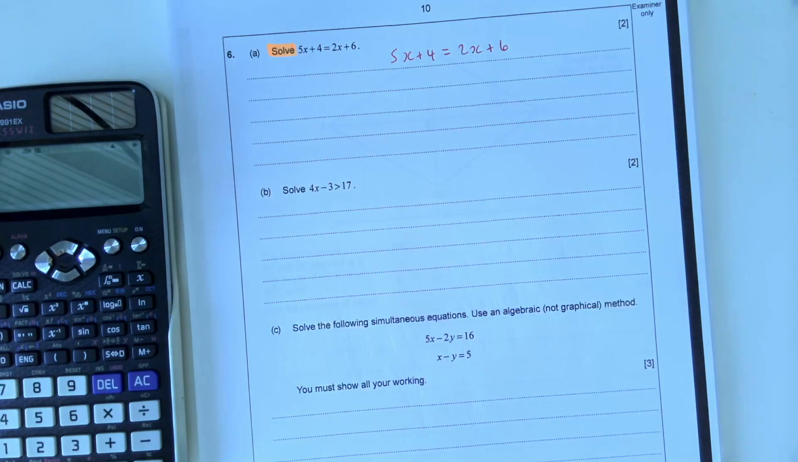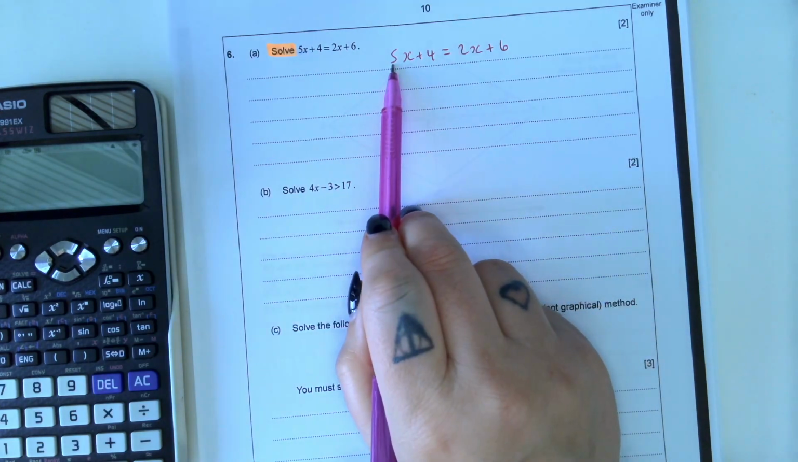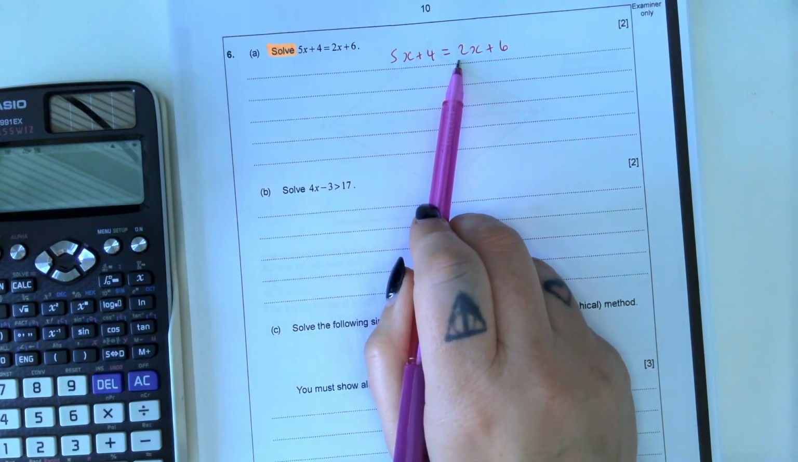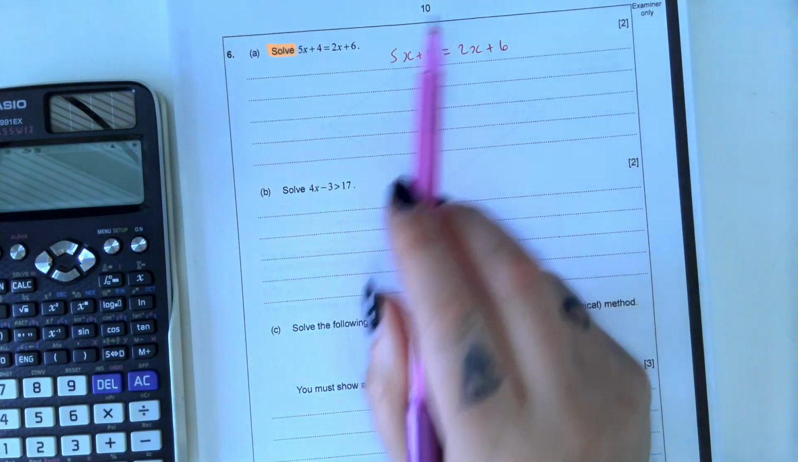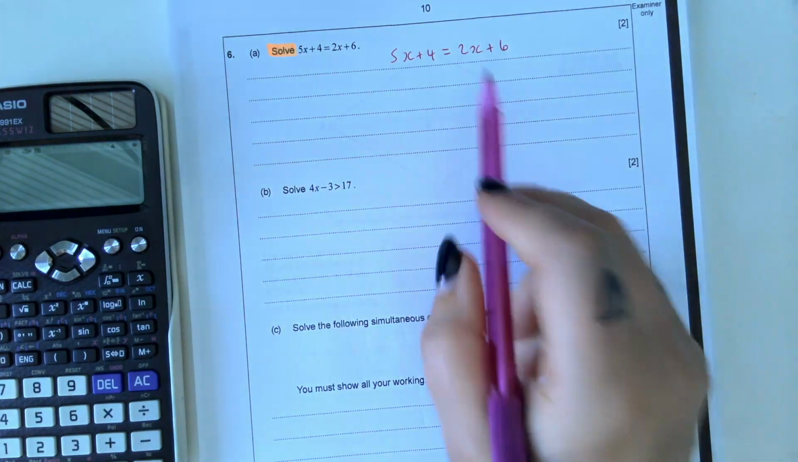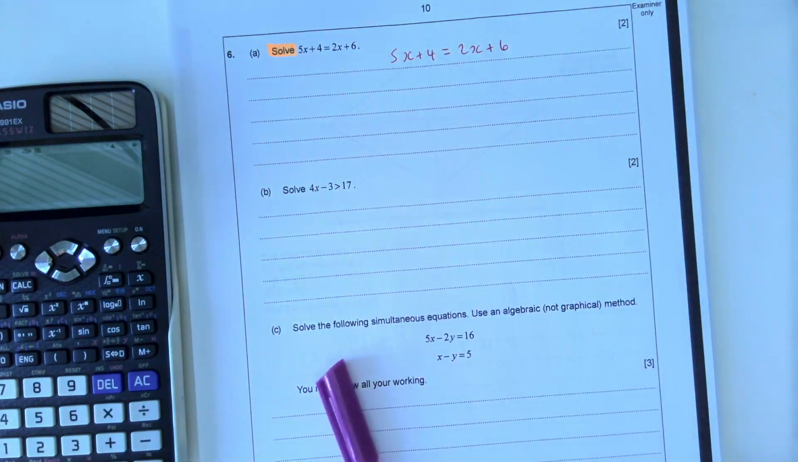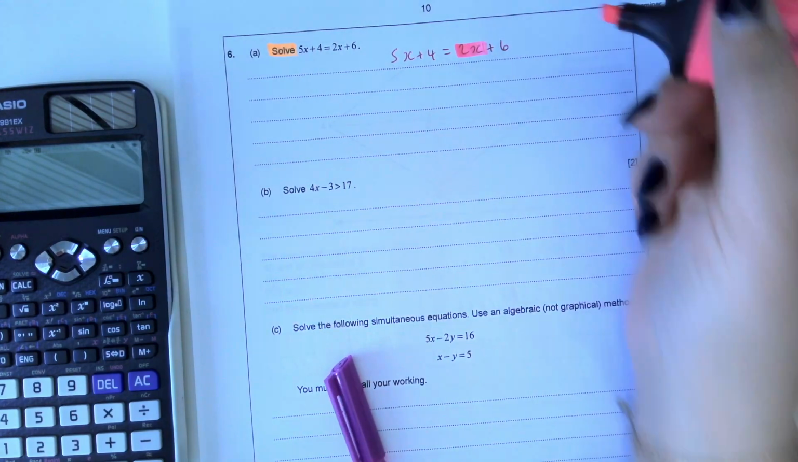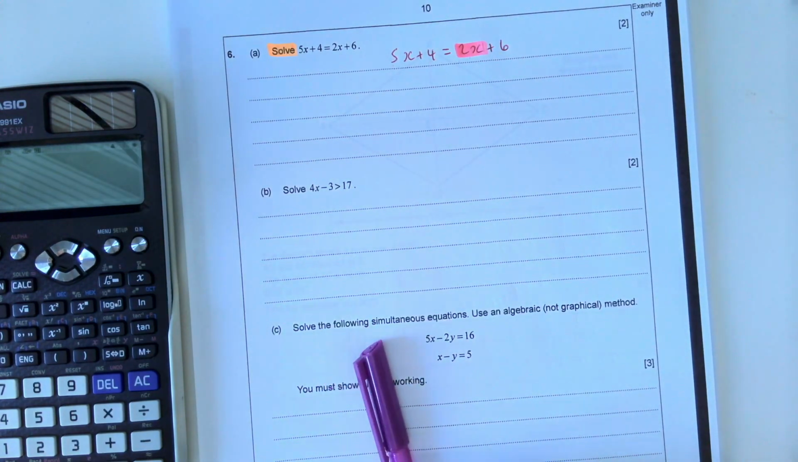x appears on both sides of this equation, so the first thing I need to do is eliminate the smallest x term. So we have positive 5x and positive 2x. I know that they're both positive because there's no negative sign in front of them. 2x is smaller than 5x, so that is the smallest x term. That's the term that I'm going to eliminate.